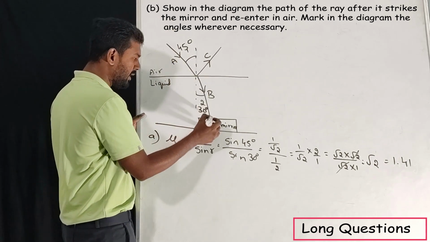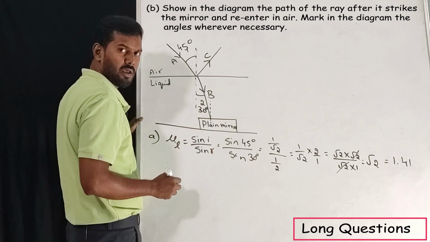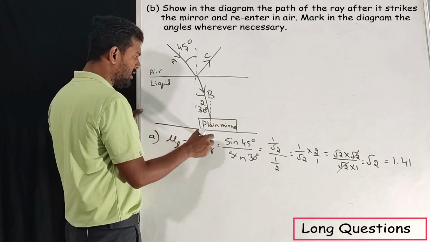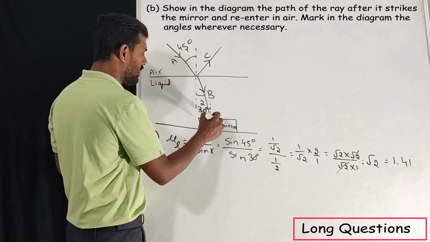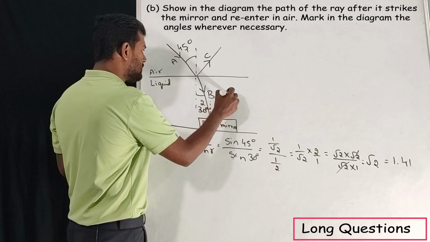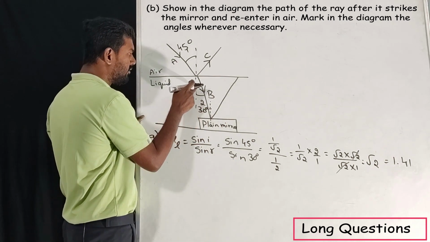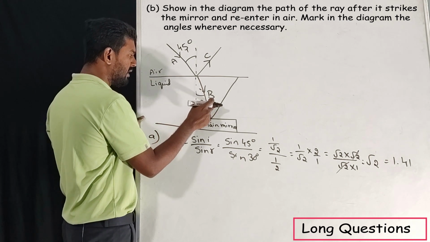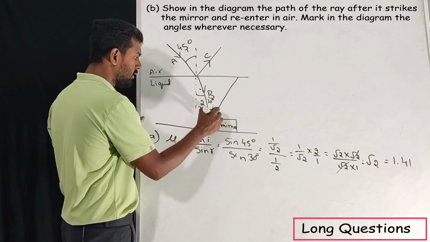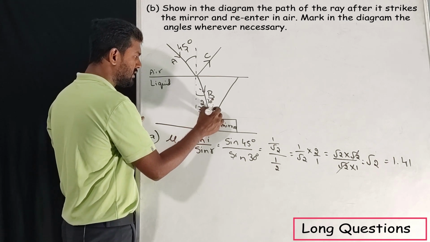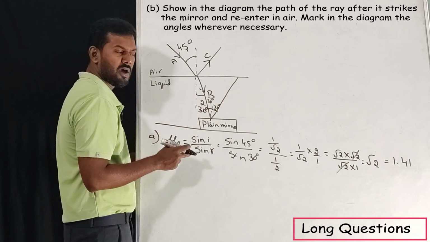Now when it reaches the plane mirror here, this will be the normal, and this will be the angle of incidence. So this will go back. Now what is this angle? See, if this angle is 30, this angle will also be 30 degree. Why? Because the angle of incidence will be equal to the angle of reflection.